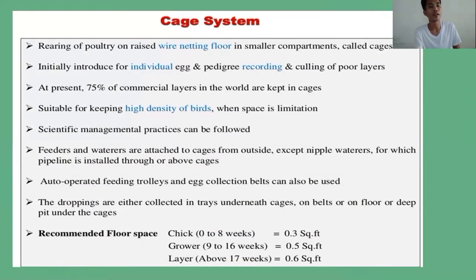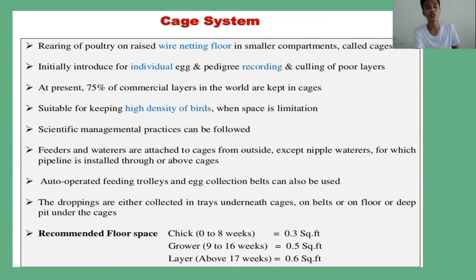Cage system. Rearing of poultry on raised wire or netting floor in smaller compartments called cages. Initially introduced for individual egg and pedigree recording and culling of poor layers. At present, 75% of commercial layers in the world are kept in cages, suitable for keeping a high density of birds when space is limited. Scientific managemental practices can be followed.